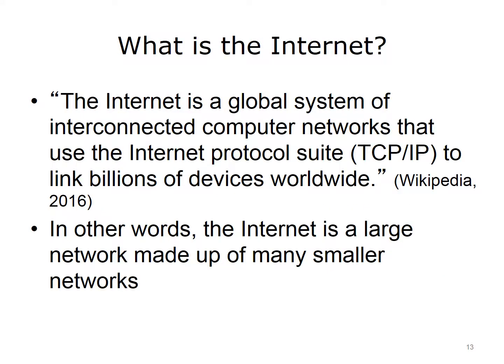But what exactly is the Internet? According to Wikipedia, the Internet is a global system of interconnected computer networks that use the Internet Protocol Suite, Transmission Control Protocol, Internet Protocol, or TCP/IP to serve billions of users worldwide. So, the Internet is a large network made up of many smaller networks.